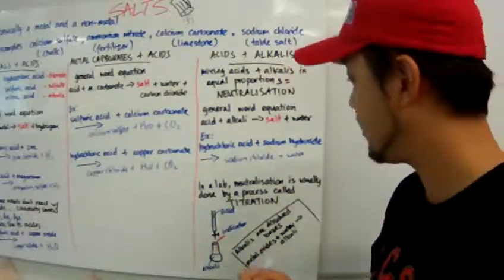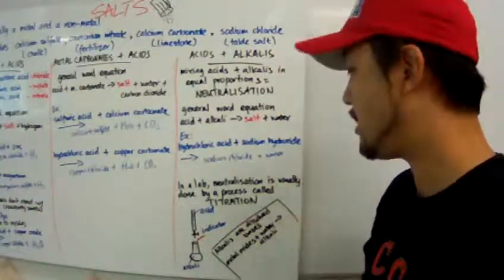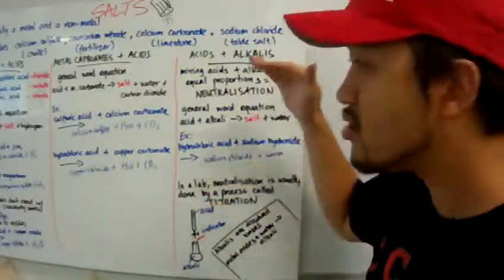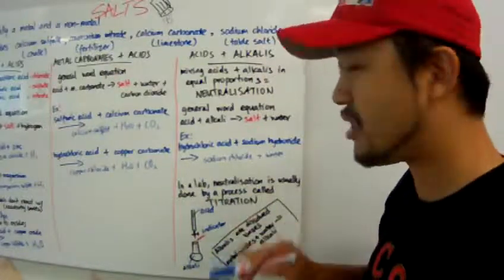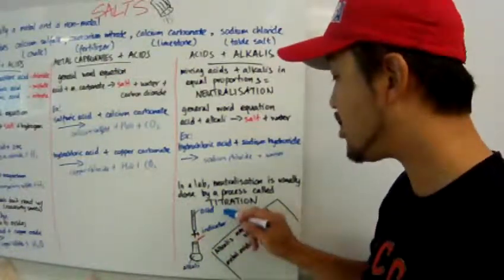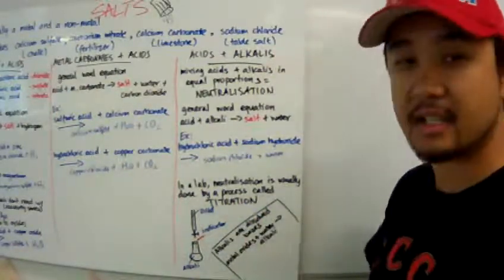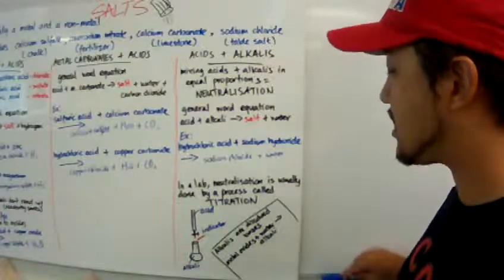So, there you go. And another note about acids and alkalis and the neutralization process is that in the lab, neutralization is usually done by a process called titration. Titration is basically mixing acids and alkalis.